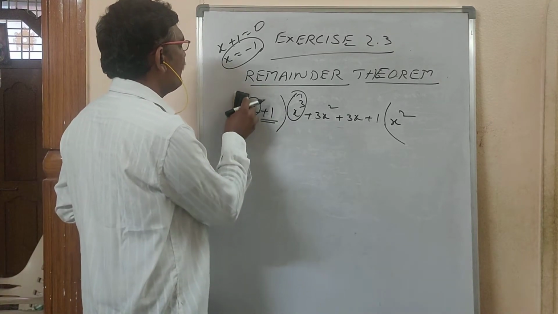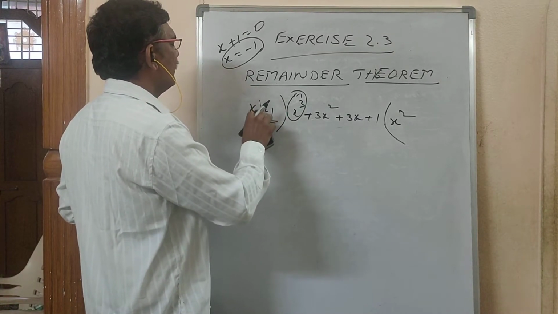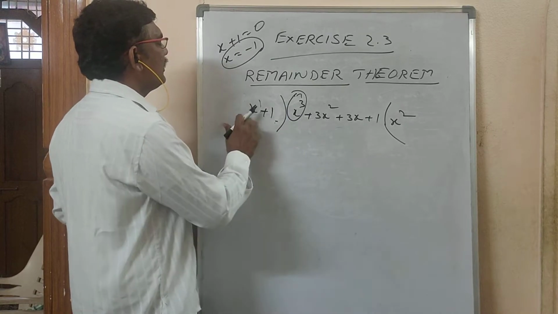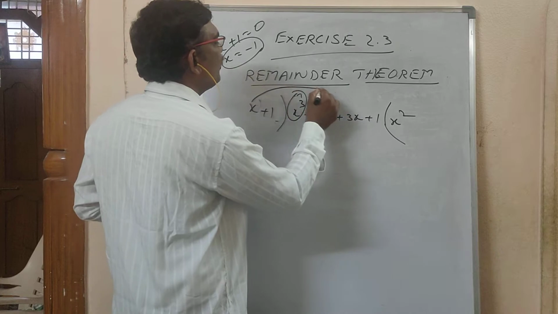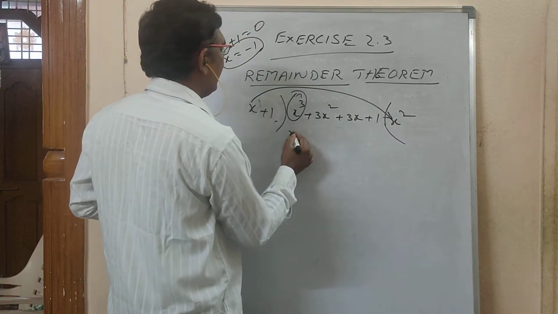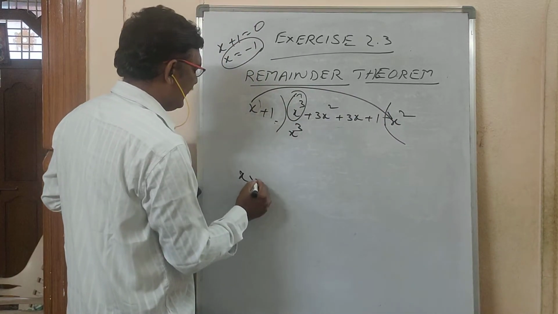After writing that, what you have to do is multiply these two terms with this one. Means x into x square, do it, and here x cube will come. X into x square.